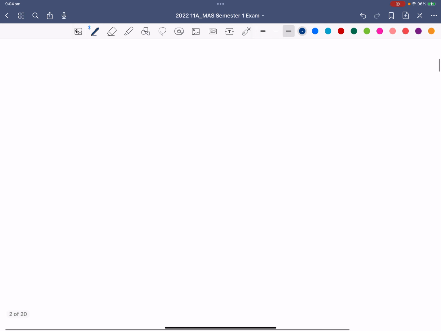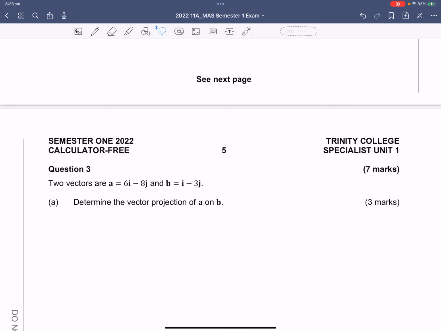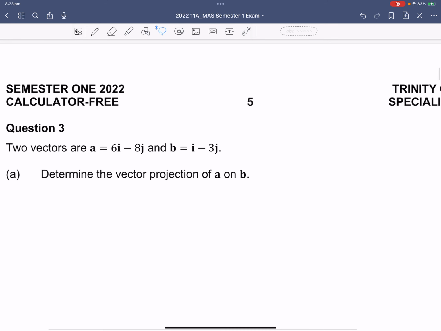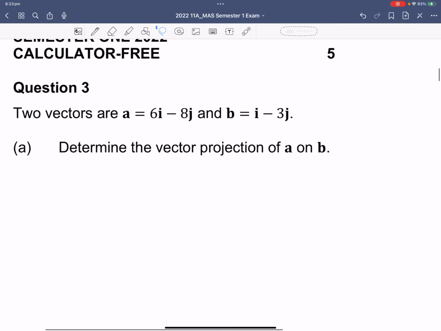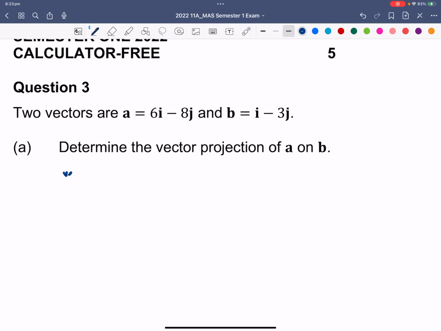Cool. Alrighty, next question. Two vectors, a equals 6i, take 8j, and b equals i, take 3j. Two vectors are given. Determine the vector projection of a onto b. So hopefully everyone remembers the formula. The formula for vector projection of a onto b is a dot b divided by magnitude of b squared times vector b. Alrighty, that's all it is.